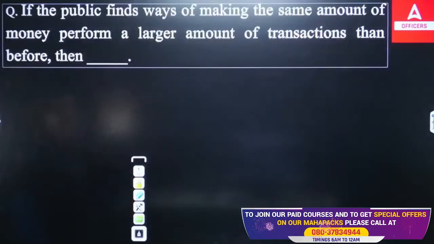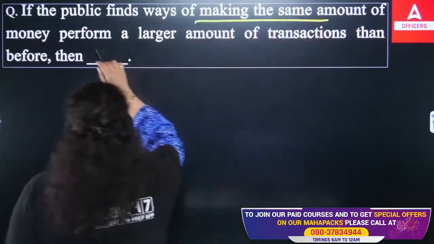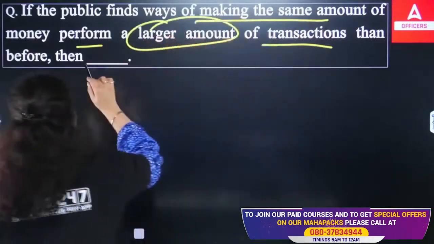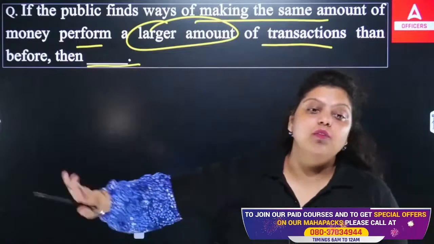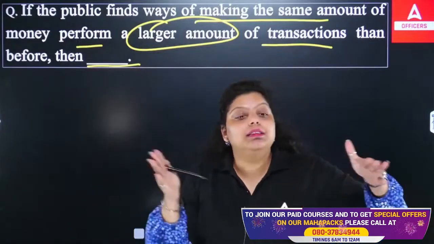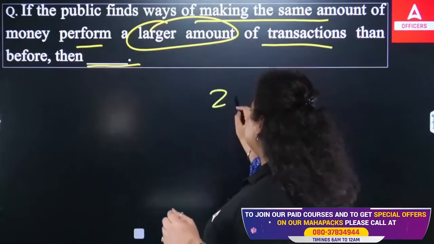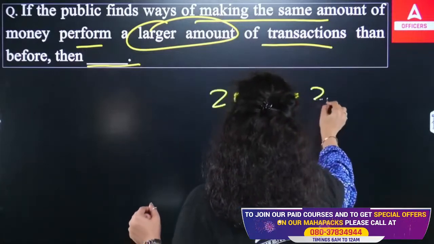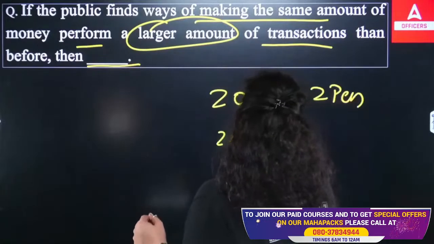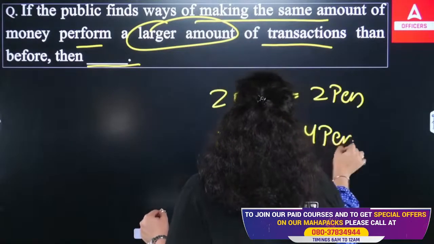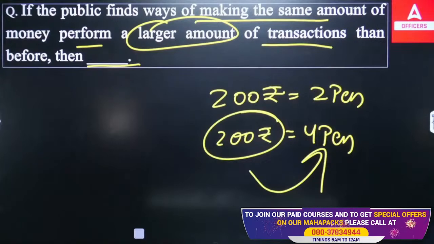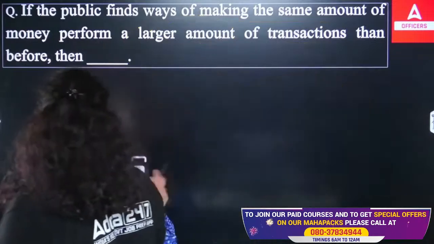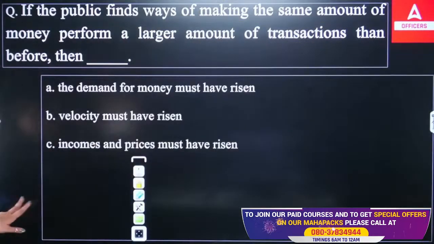Next: if the public finds ways of making the same amount of money perform a larger amount of transactions than before, then dash. Let's say I used to give 200 rupees and purchase 2 pens. Now I am giving 200 rupees, but I am purchasing 4 pens. It means the same amount of money which I have is performing a larger amount of transactions. This is what the question is asking about. This situation would be known as what?